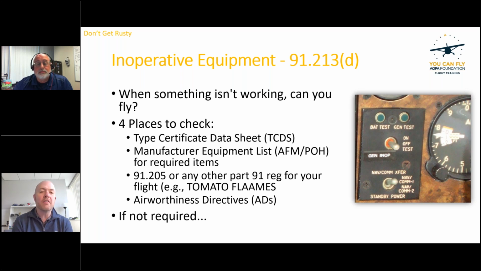One of the things I just wanted to point out here, that a lot of folks know, and I know this was something I came across sometime during my commercial or CFI training while reviewing for a check ride. I was looking at 91.213, and I noticed that I had always been taught 3 things to check: ADs, the 91.205, which is like your tomato flames, flaps, grab card, that sort of thing, which has the required equipment like the temperature gauge and the oil pressure gauge, and then looking in the equipment list in the POH.